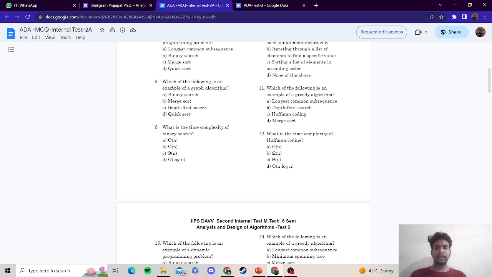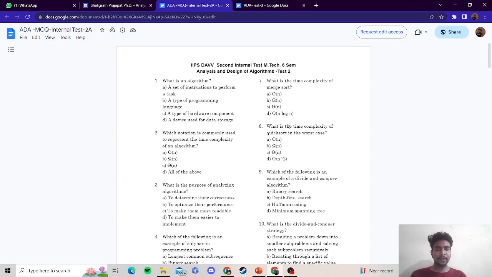Which of the following is an example of graph algorithm? So from binary search, merge sort, depth first search, and quick sort, depth first search is an example of a graph algorithm. Now question number 6, what is the time complexity of binary search? So the time complexity of binary search will be order of log n.